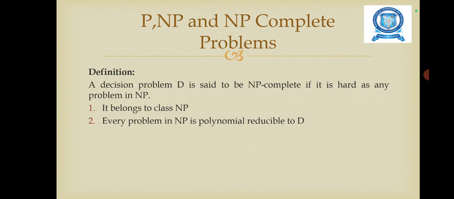Then here we have the definition of NP-complete. A decision problem D is said to be NP-complete if it is as hard as any problem in NP. That means it belongs to the class NP, and every problem in NP is polynomially reducible to D. It is not very surprising that closely related decision problems are polynomially reducible to each other. For example, let us prove that the Hamiltonian circuit problem is polynomially reducible to the decision version of the traveling salesman problem.